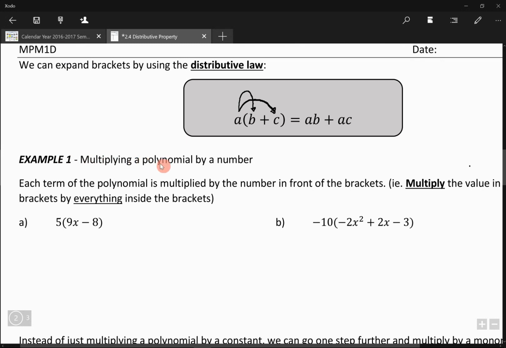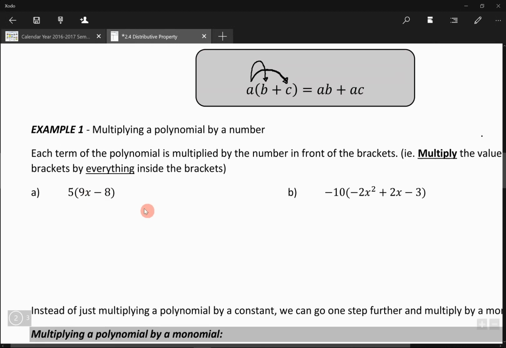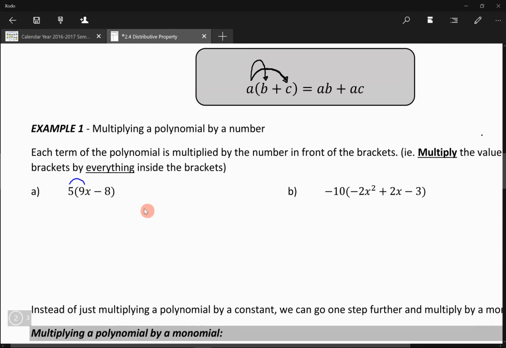Example 1, multiplying a polynomial by a number. Each term of the polynomial is multiplied by the number in front of the brackets. In other words, multiply the value in front of the brackets by everything inside the brackets. Okay, so what I have here for the first one is 5 times 9x minus 8 inside brackets. So you take that 5 and you multiply it with every term inside the bracket.